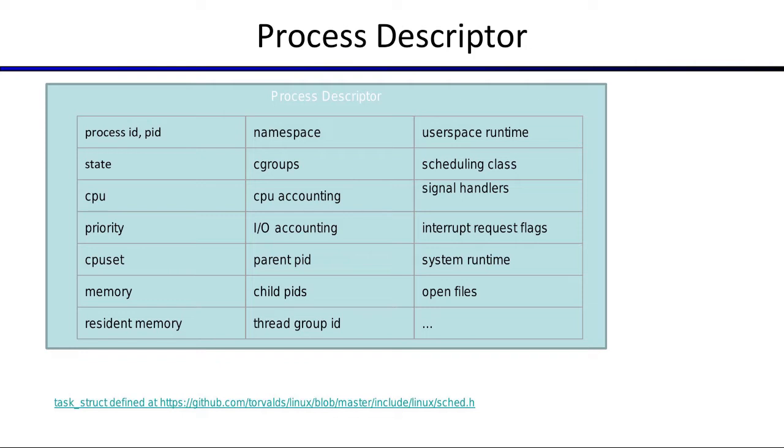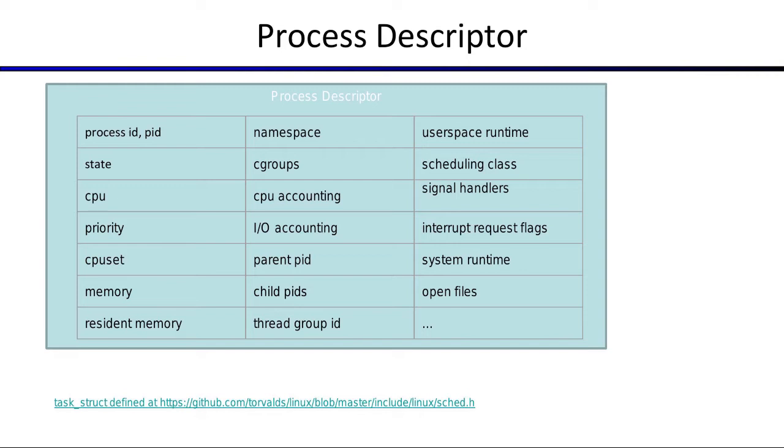C groups created. The kernel keeps a bunch of accounting, CPU accounting, IO accounting about the process. Relationships of the process to other processes, parent IDs, child IDs, thread group IDs, runtime of the process, user space runtime, the system runtime, signal handlers, open files by the process, and many, many more. All of this data set is managed in the process descriptor.